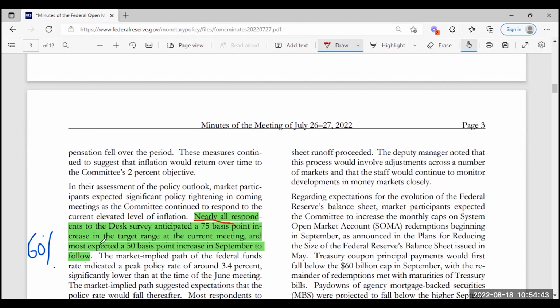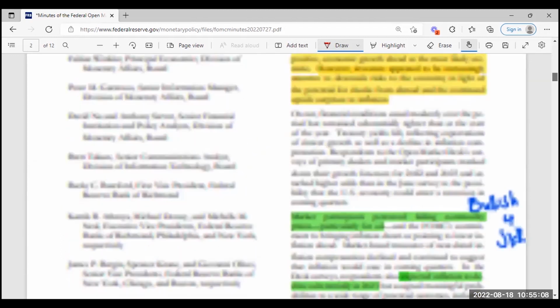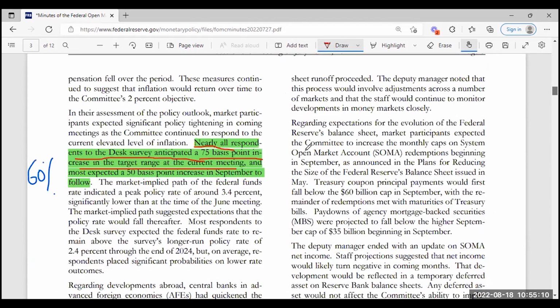Nearly all respondents to the desk survey anticipated a 75 basis point increase in the target rate at the current meeting. Current meeting. Wait a minute. Boom, this meeting here. So most people agree, and we all think, even before the live, I said we're most likely going to get a 75 basis point hike. And that's what they say. But that's not why we're reading that paragraph. We're reading it because there's speculation, and most expected a 50 basis point increase in September to follow.